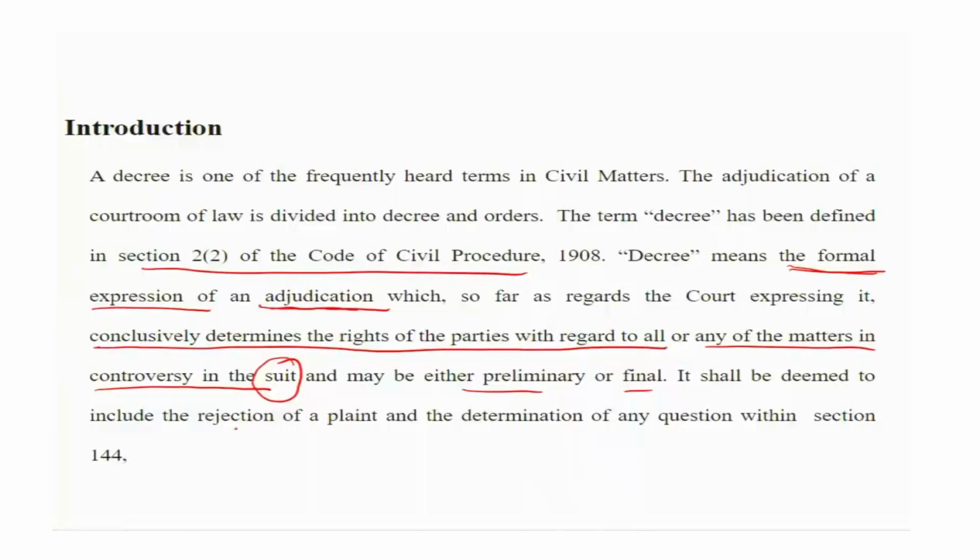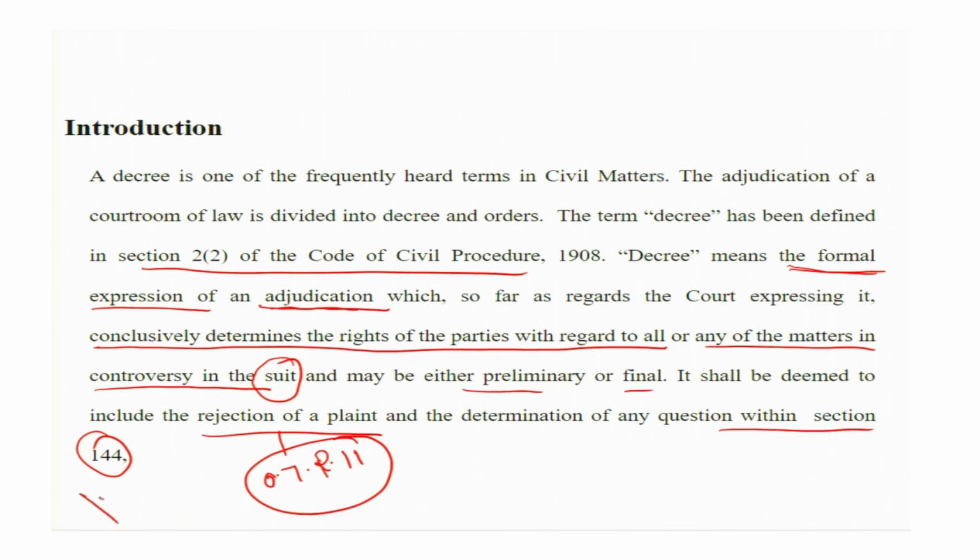It shall be deemed to include the rejection of a plaint. Decree also includes rejection of plaint, Order 7 Rule 11. This is also a decree. Normally we call it a deemed decree. Another one, determination of any question within Section 44 of CPC, restitution. Section 44 talks about restitution. You should know the meaning of restitution.